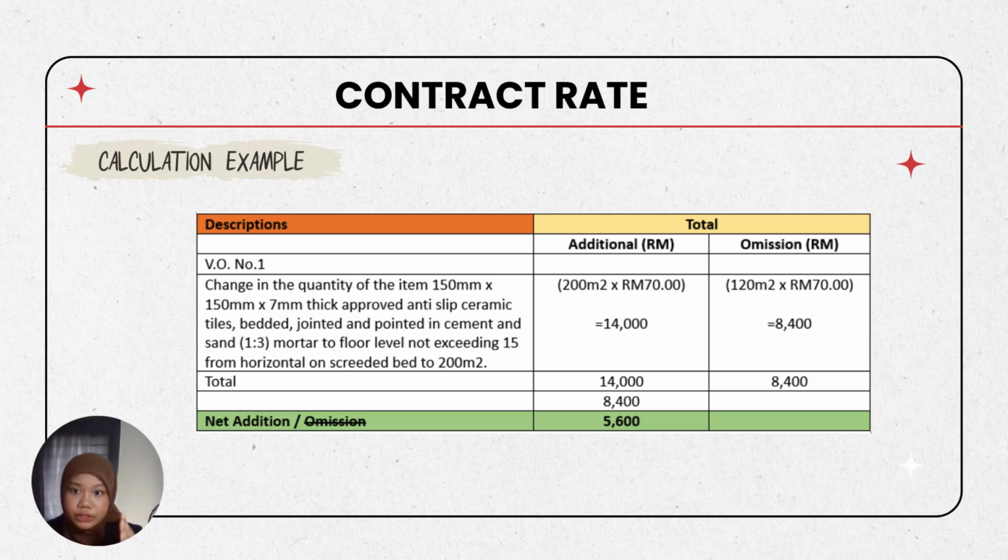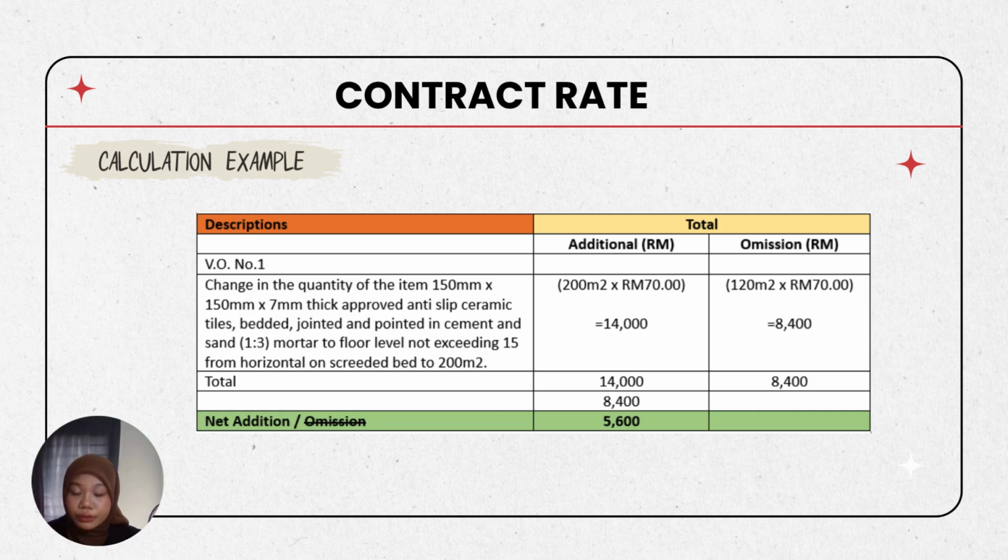Under the column additional, we put the amount that had the variation, which is the 200 square meters times the rate, and we got 14,000 ringgit. And for the omission, we put the actual amount, which is the original quantity of 120 square meters times the rate of 70 ringgit, and we got 8,400.